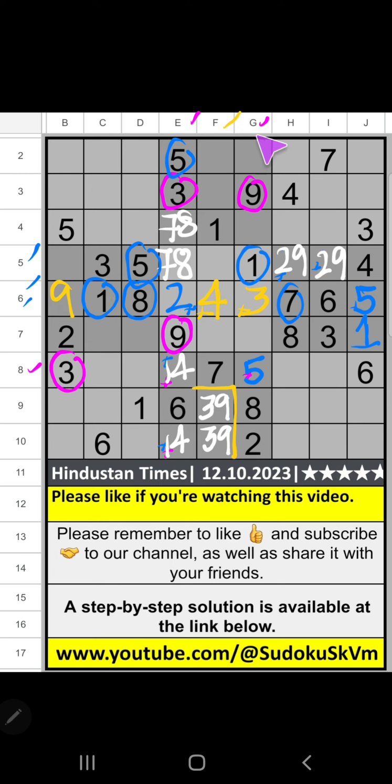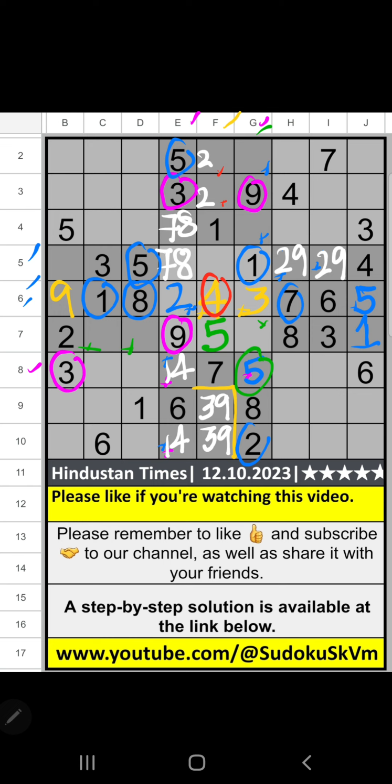4th grid and column G, we have 5. So 5 can't come in these cells. Then 5 is confirmed here. Column G, we have 2. So 2 can't come in these cells. 2 will come in one of these cells. We'll confirm later. Column F, we have 4. So 4 can't come in these cells. 4 will come in one of these cells.